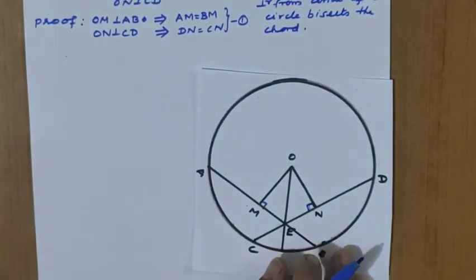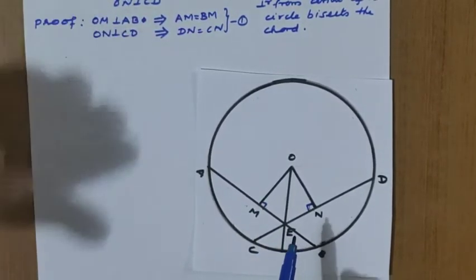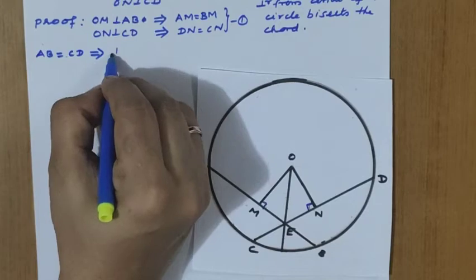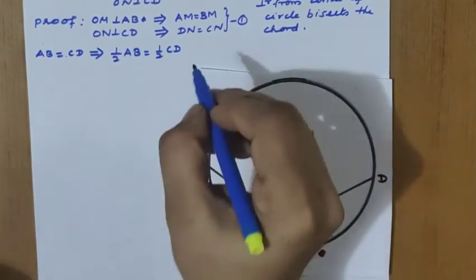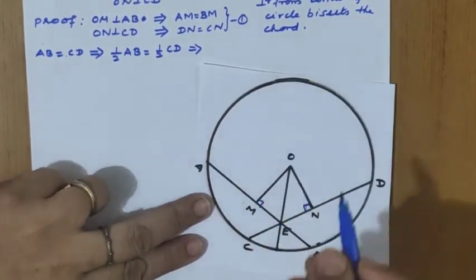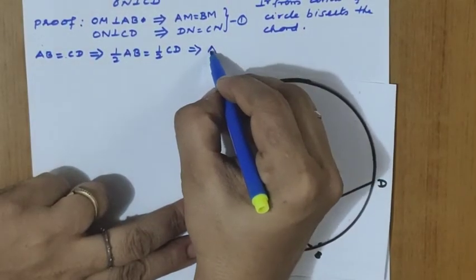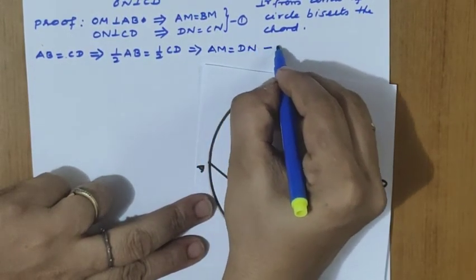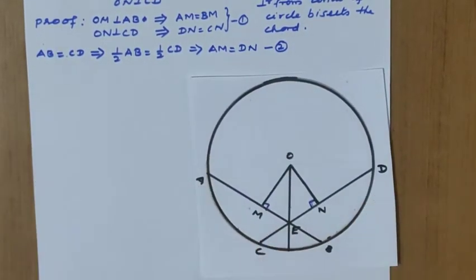Now it is given in the question that AB equal to CD. Okay, so half of AB is also equal to half of CD, and also we got AM and BM. AB equal to CD means what I can write? AB equal to CD implies half of AB equal to half of CD. Implies again, because we have to prove AE and DE are equal, in this, which part is equal? AM equal to DN. Equation number 2.